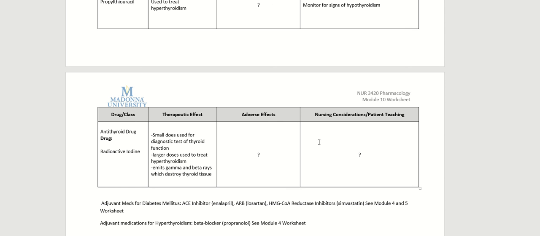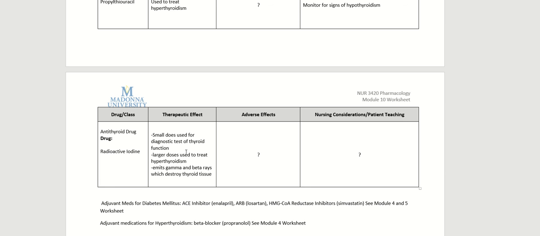Another important teaching is that because this is radioactive material, we want to teach our patients not to cough or spit for 24 hours because they could have some radioactivity in their saliva, so that they need to be aware of that.